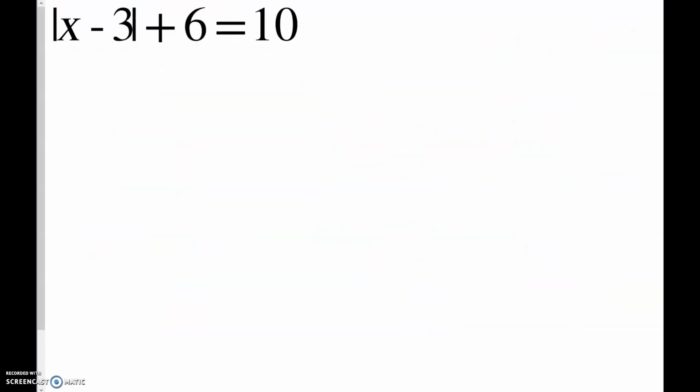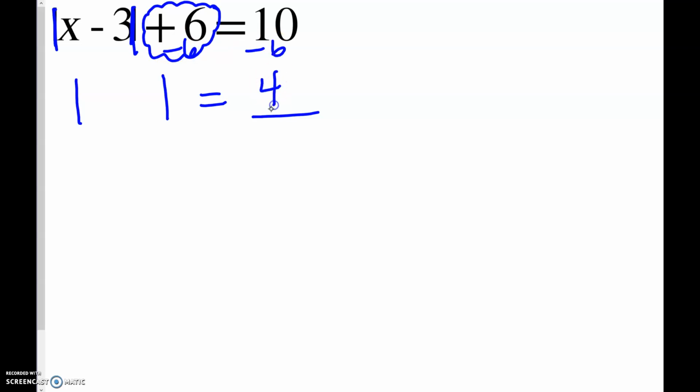So we're going to go through some sample problems here. We can see that we have absolute value marks and then a number outside of that. My first job is always, always, always to move that number so that I have the absolute value equals just a number over here. So what I'm going to do is subtract 6 from both sides. So 10 minus 6 is 4. And we just leave whatever's inside the absolute value there, so we have x minus 3. Now I set up my two cases.